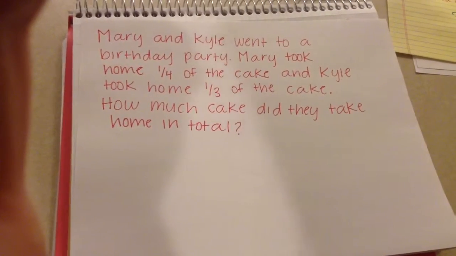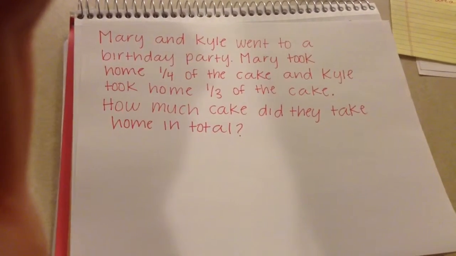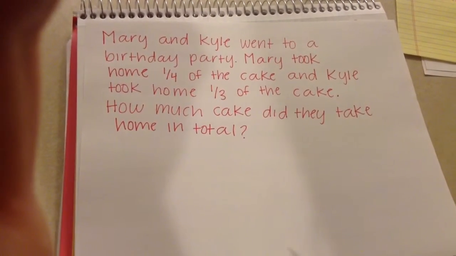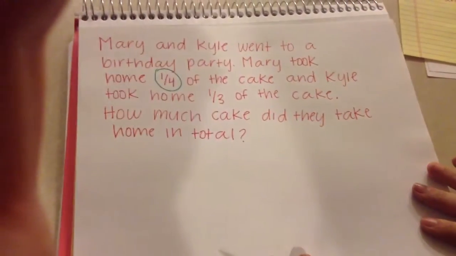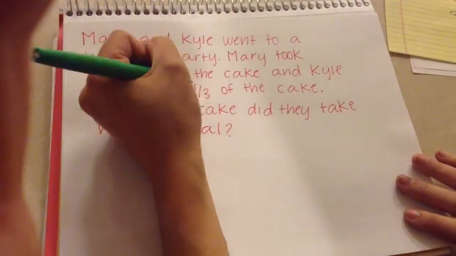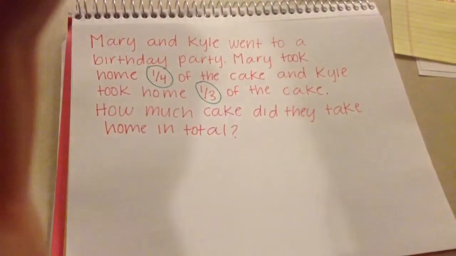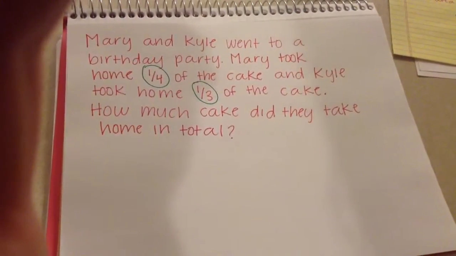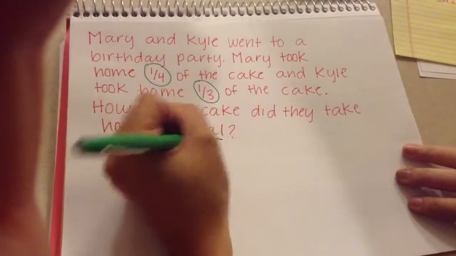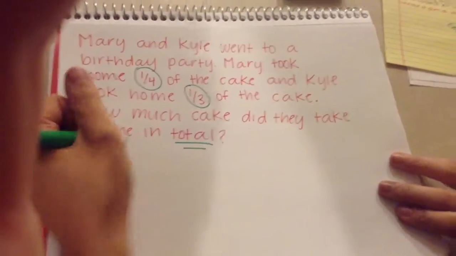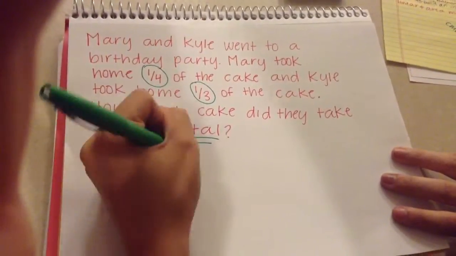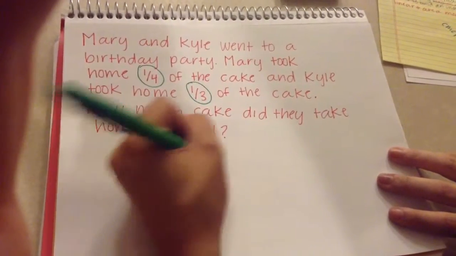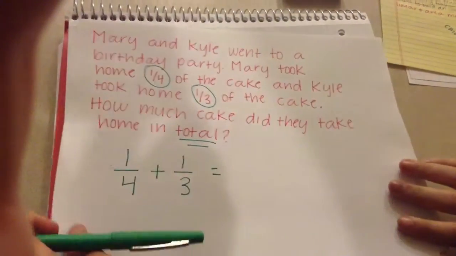how to work it. So Mary and Kyle went to a birthday party. Mary took home 1/4 of the cake. I'm going to circle 1/4. And Kyle took home 1/3 of the cake. Circle 1/3. Those are important numbers. How much cake did they take in total? Well, total means to add. So we have 1/4 plus 1/3. And let's see what it equals. I'm going to set this aside.